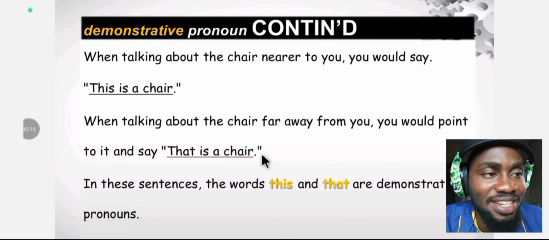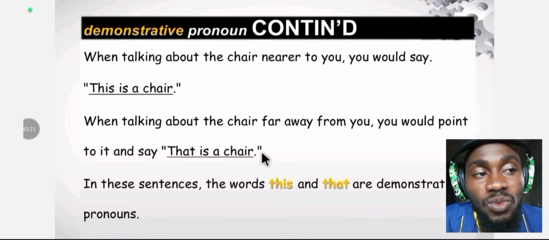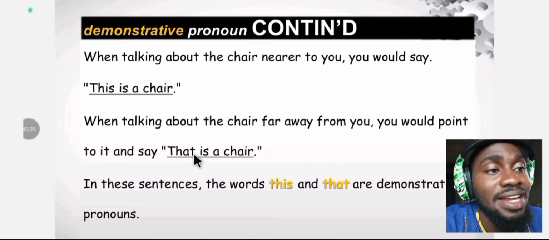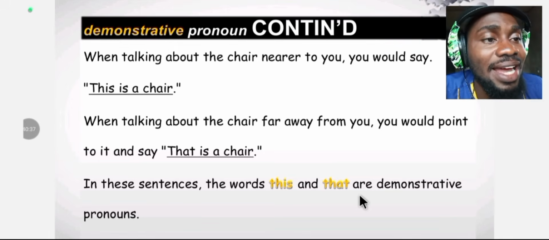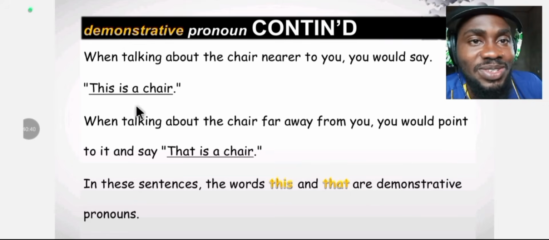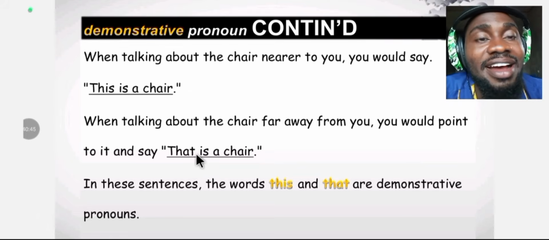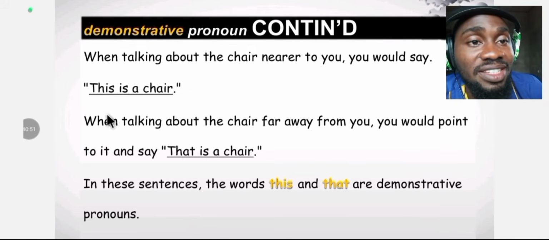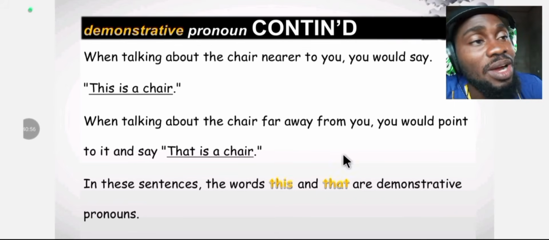So as I'm here now, we say that is my laptop. That is my laptop, the one farther away. So you use the demonstrative pronoun that to refer to something farther away. Let's read this statement. In these sentences, the words this and that are the demonstrative pronouns. Remember how we discussed how you use these demonstrative pronouns, two of them, okay? This and that. This is for the one close by, that's for the one farther away.